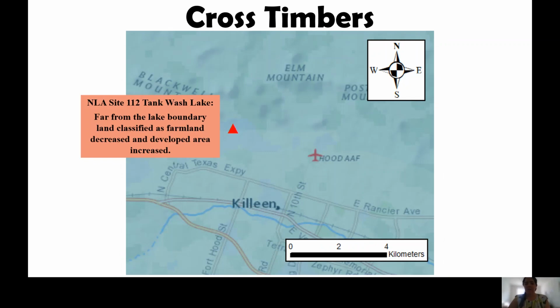Again, the Cross Timbers ecoregion also only had one site, and it did not show significant change in barren, herbaceous, farmland or wetland cover types. The water, forest, and shrubland cover areas for this area were all decreased near the lake boundary, and then were converted to developed area. The reason so many were decreasing is because the developed area for this particular site actually increased a large 40%, which was higher than any of the other sites that we saw.